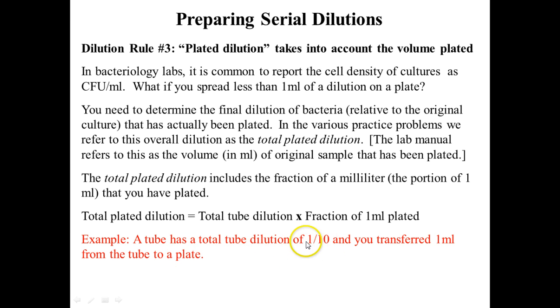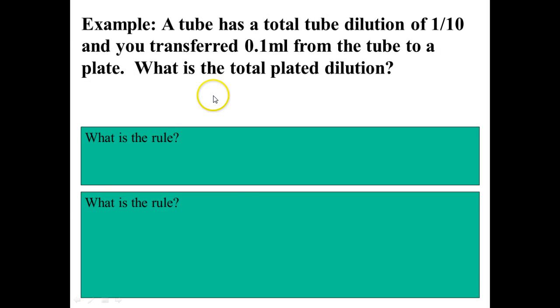So a tube with a total dilution of 1/10 and you transferred 1 mil, in that case, how do you write 1 as a fraction? It's just 1/1. So it would be the same, because you took an entire unit out. But that's not what we did. So 1/10 times 1/1 would just be 1/10. It would be the same as the tube. But what we did was 1/10.